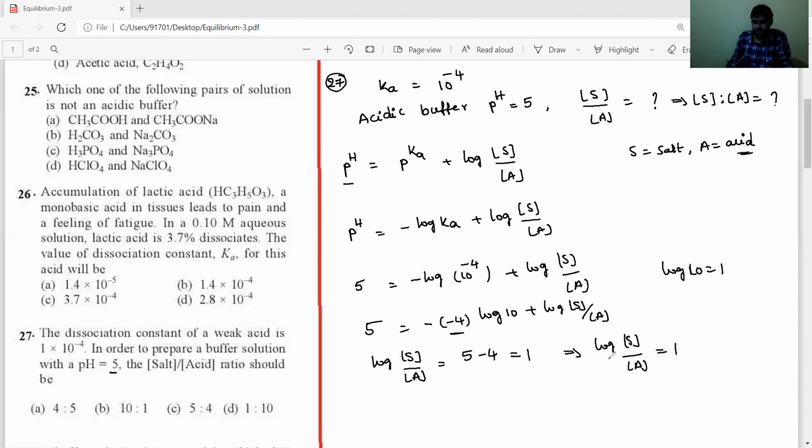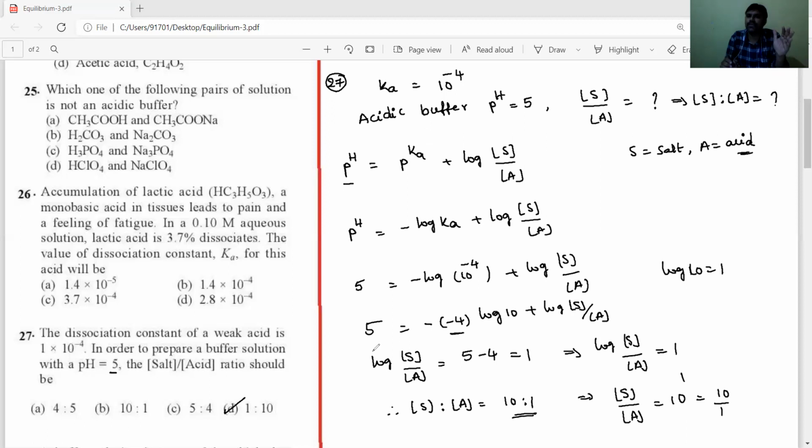This log is base 10, so S by A is 10 to the power of 1. 10 to the power of 1 value is 10. Therefore the ratio of concentration of salt to concentration of acid is equal to 10 by 1, which is 10 is to 1. So the answer is 10 is to 1. Option D is correct. Okay, students.